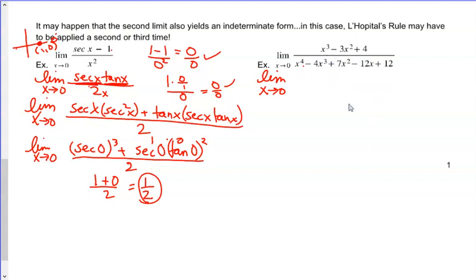Oh wait, whoa, sorry, I have a mistake here. This should be a 2. So let's try that again. If I put 2 in there, typo on this set. So if I put 2 in there, 2 cubed is 8 minus 3 times 2 squared plus 4.